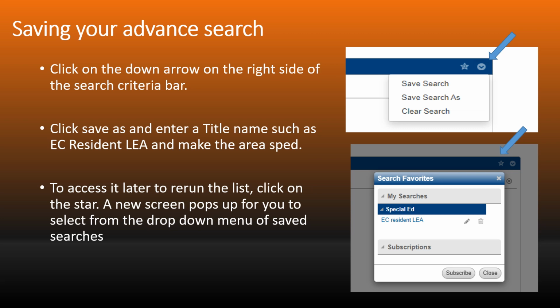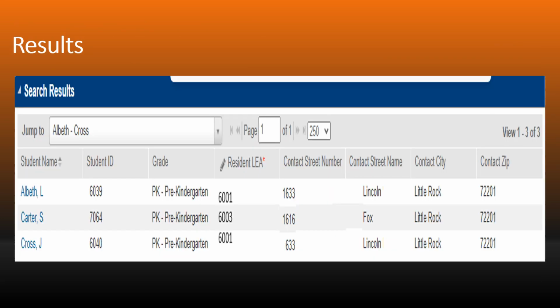To access it later, to rerun the list, click on the star on the right side of the search criteria bar, as seen in the picture. A new screen called Search Favorites opens. Your saved searches are listed under the My Searches heading. Locate your saved search and click. Your results will look similar to the picture.